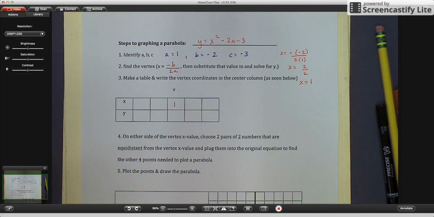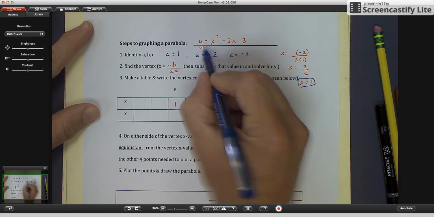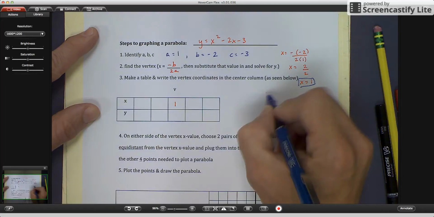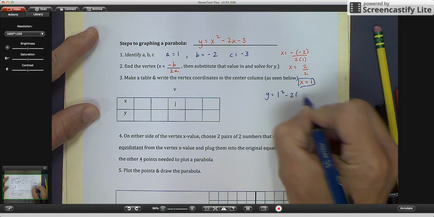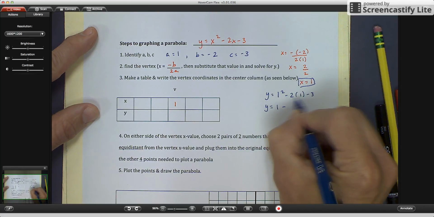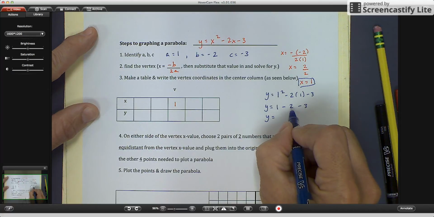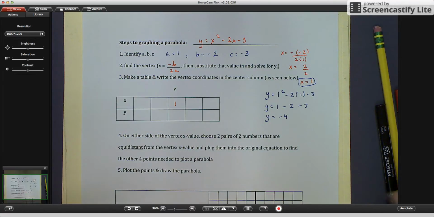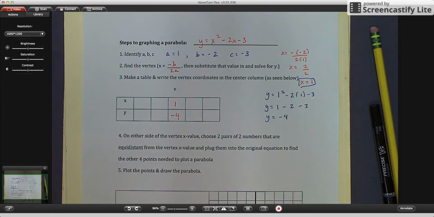Then what we're going to do is we're going to take our x value and we're going to substitute it back into the original equation. So instead of y equals x squared minus 2x minus 3, it's going to be y equals 1 squared minus 2 times 1 minus 3. Y equals 1 squared is 1, 2 times 1 is 2, 3. And when we simplify that, 1 minus 2 would be negative 1, minus 3 would be a negative 4. And I'm going to put a negative 4.